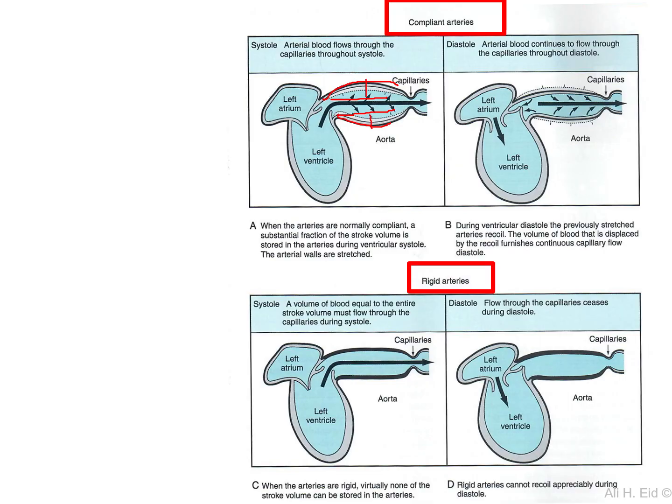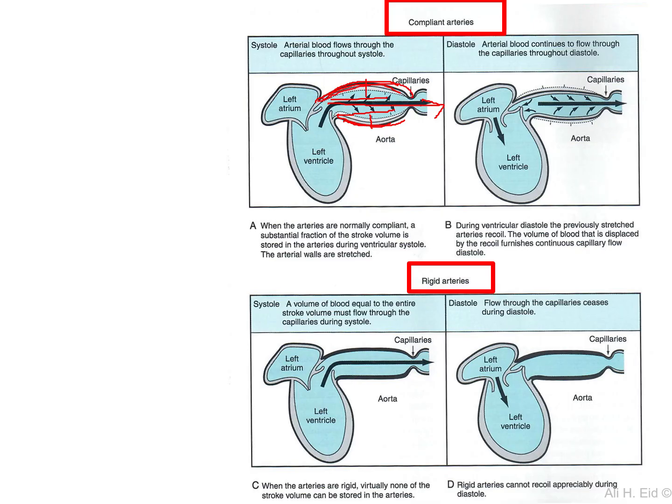Now what happened during this time, because it is compliant, some of the pressure is stored within the walls. That's why these are called pressure reservoirs. And of course, some of the flow of the blood continues to flow normally. During diastole, arterial blood continues to flow through the capillaries throughout, and part of it is basically because of the recoil of these vessels.